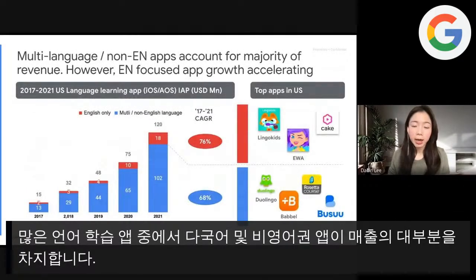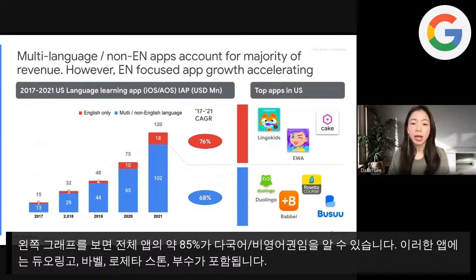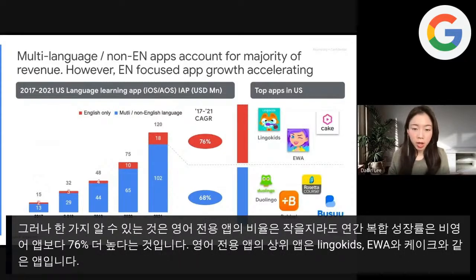Among many language learning apps, multi-language and non-English apps account for the majority of revenue. If you look at the graph on the left, about 85% of all apps are multi or non-English language. These apps include Duolingo, Babbel, Rosetta Stone, and Busuu. However, even though the percentage of English-only apps might be small, their compound annual growth rate is 76% higher than that of non-English apps. Top English-only apps are Lingo Kids, EWA, and Cake.